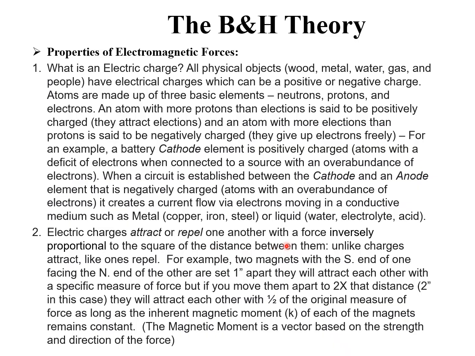Okay. Electric charges attract or repel one another with a force inversely proportional to the square of the distance between them. Unlike charges attract, like ones repel. For example, two magnets with the south end of one facing the north end of the other are set at 1 inch apart. They will attract each other with a specific measure of force, but if you move them apart about 2 times that distance, in this case 2 inches, they will attract each other with 1/2 of the original measurement of force, as long as the inherent magnetic moment, the K factor, of each of the magnets remains constant.